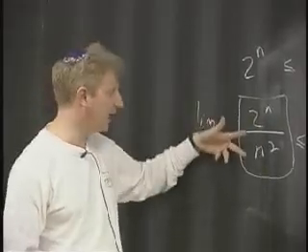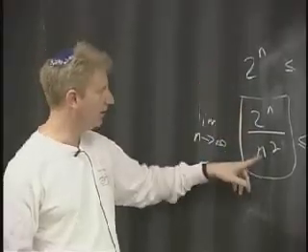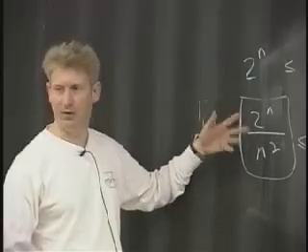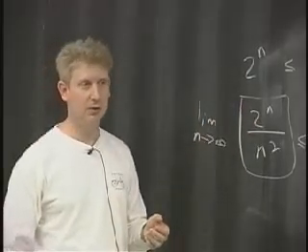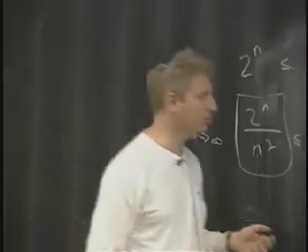Then you can do the derivatives again. The derivative of this would be 0.7 times 0.7 times 2 to the n. That's the second derivative. The second derivative of this is 2. So that limit goes to infinity. Therefore, the original limit goes to infinity. That rule is called L'Hopital's rule. I'm not sure L'Hopital discovered it, but it's called his rule.